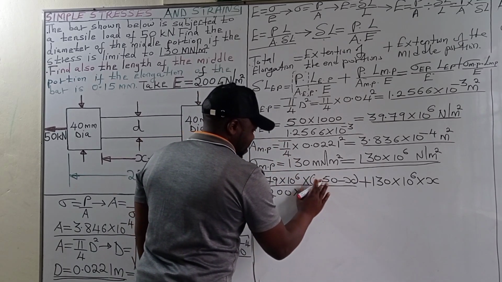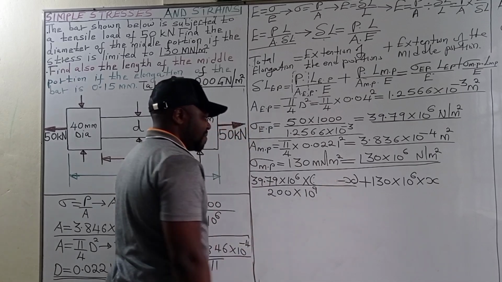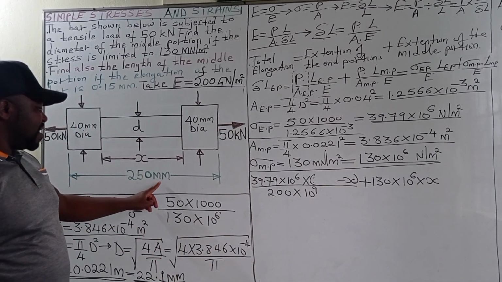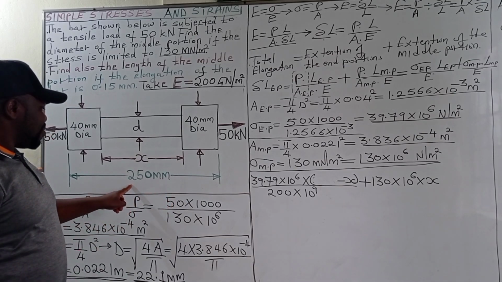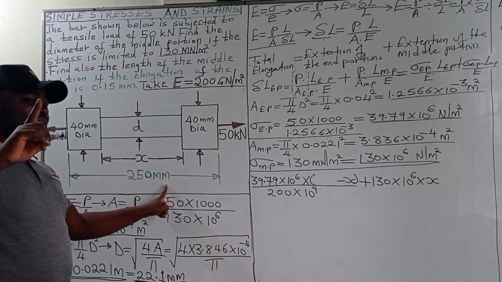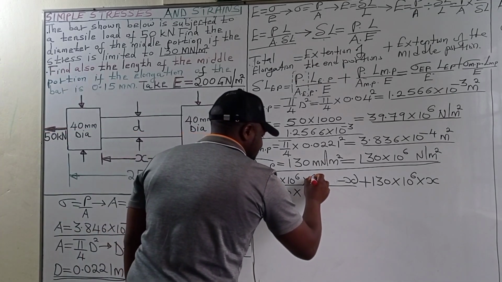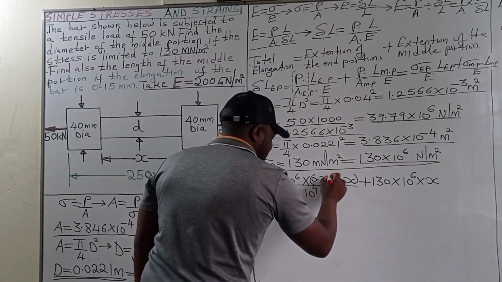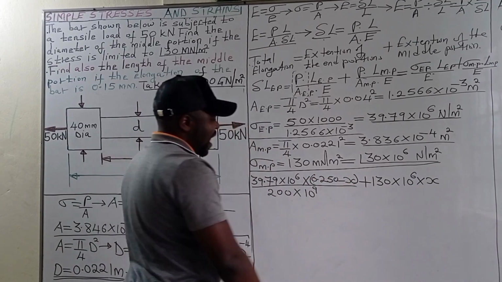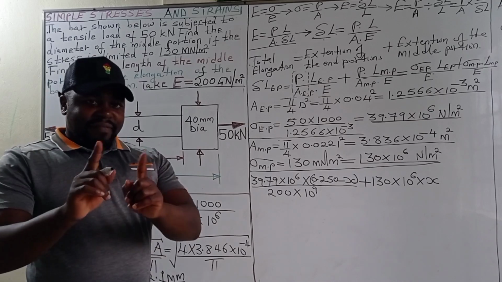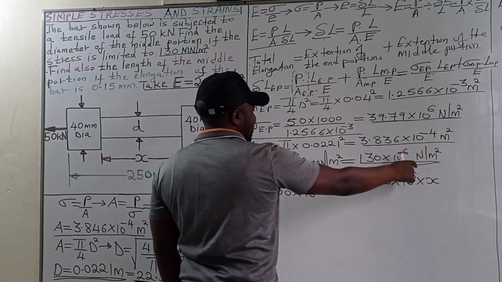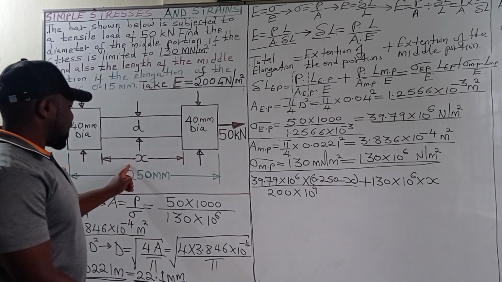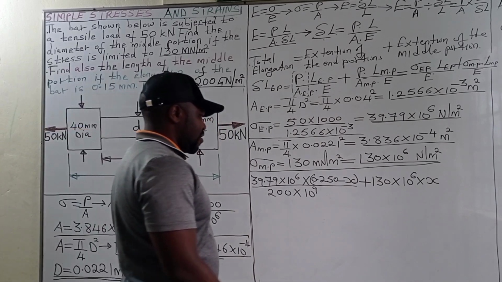Right. This one is not 250 millimeters. We must convert it to meters. We are working with meters, by the way. So 250 divided by 1,000 becomes 0.25. Sorry for that small error. So 130 times 10 raised to power 6 multiplied by x, the length of the middle portion.